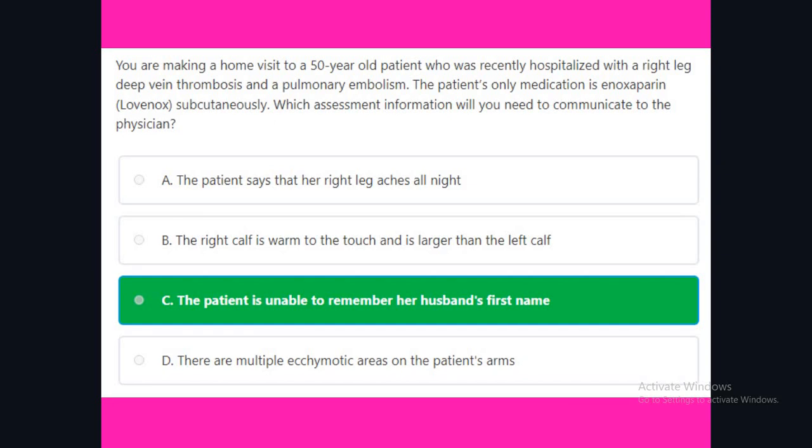So in this scenario, you can see all the things are related to the patient, but some of them are the normal signs and symptoms of the patient's diagnosis, right? So this is not a priority. The priority is the signs and symptoms of the complications, right?